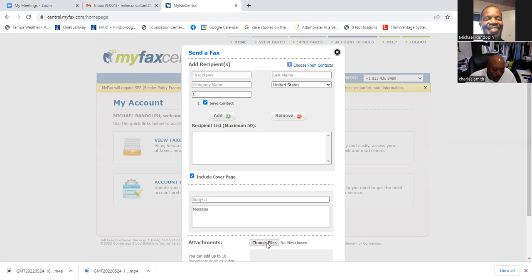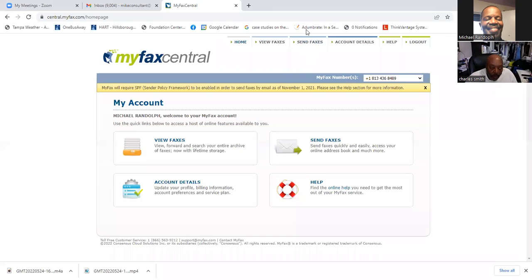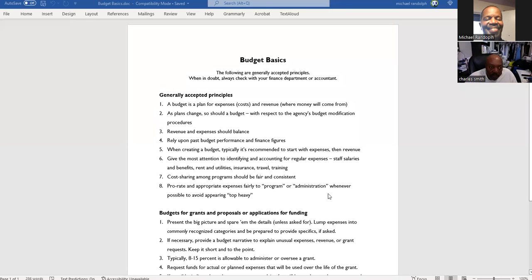Let's say you want to send me a proposal that you were doing. Then you go to my fax, you come down to the bottom, you hit choose a file, you go to your computer and you upload it. As simple as that. Because I think this is so important, that's why I stopped for a second, to show you that. But we almost finished on this section right here. Yes, sir. Okay, good.